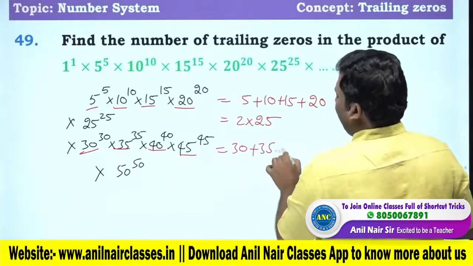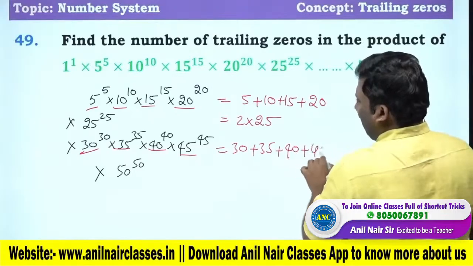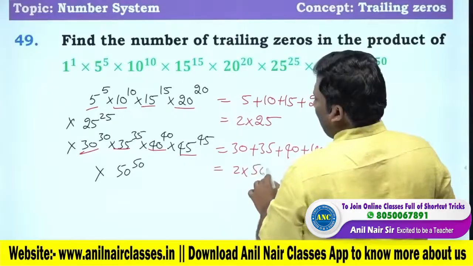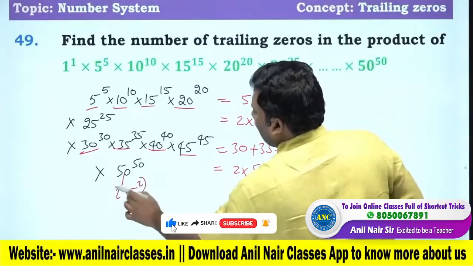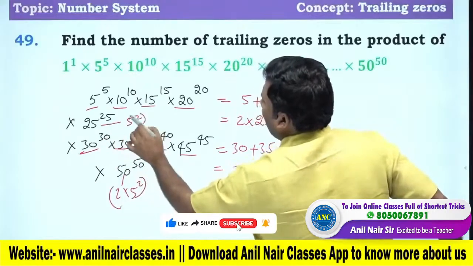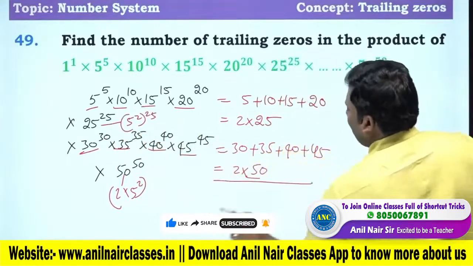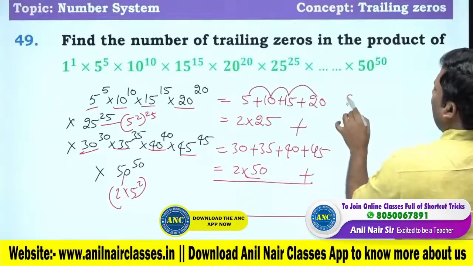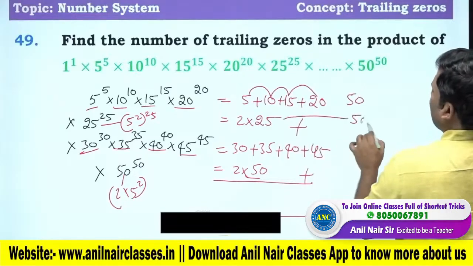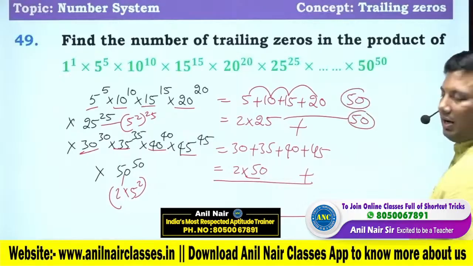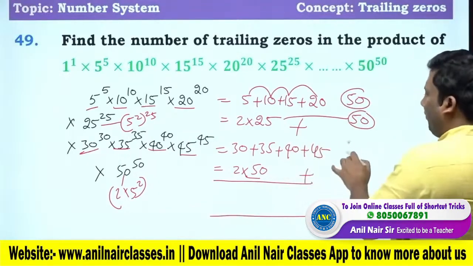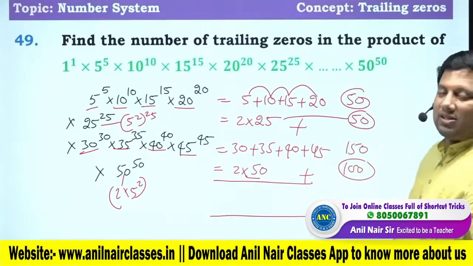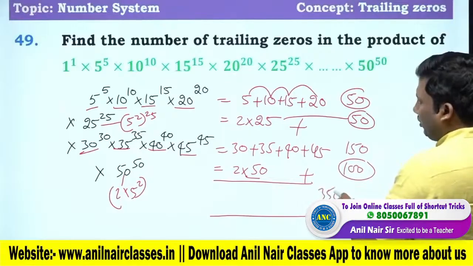30 plus 35 plus 40 plus 45. 50 is 2 into 50. Why? Because 50 is 2 into 5 square. 25 is 5 square power 25. All will get added. This is the answer. 15, 30 plus 20, it is 50. Here also it is 50. 50 plus 50, 100. 80 plus 70, 150. 250s are 100. So the answer is 150 plus 100, 250, 250 plus 100, 350.